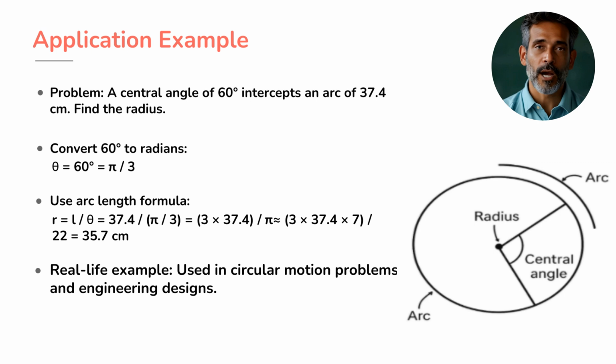Now, we'll use the arc length formula. Radius is arc length divided by angle in radians. So, radius is 37.4 multiplied by 3 divided by pi. After calculation, we find the radius is approximately 35.7 centimeters.